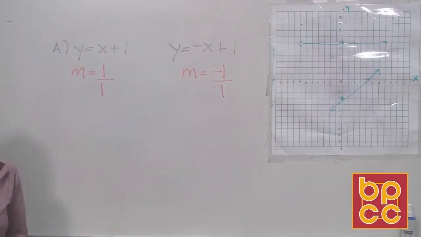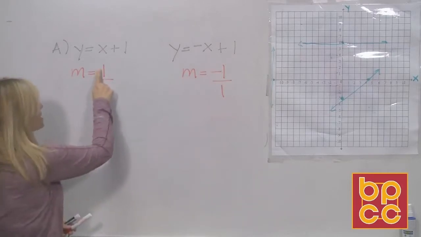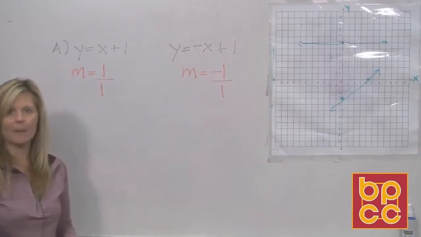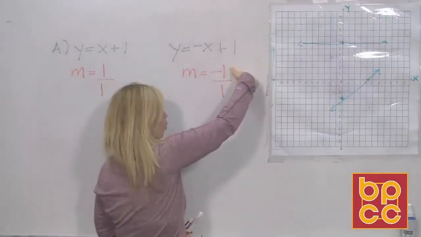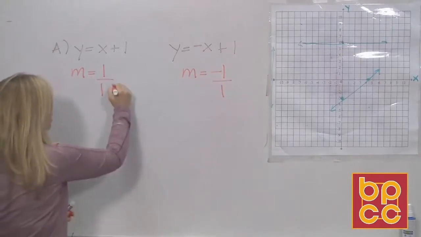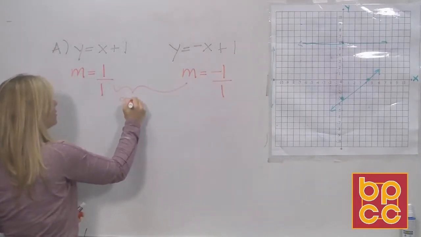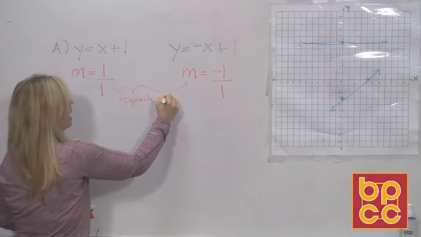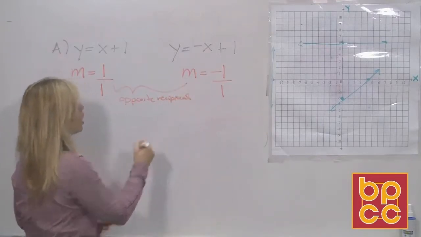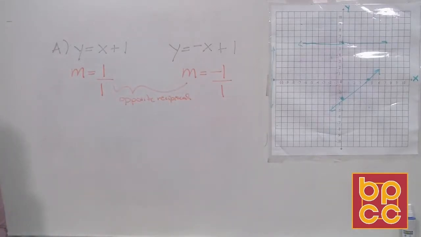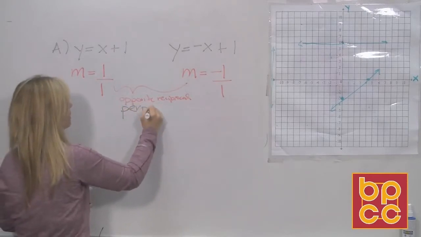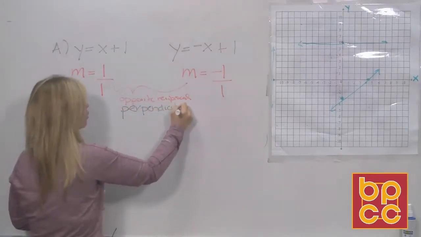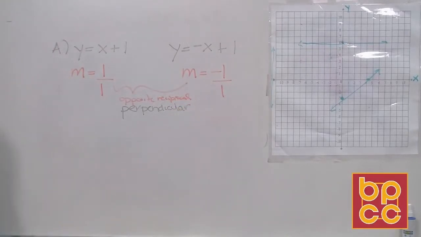So now look, are these the same number? No, they're not. Are they opposite reciprocals? This is positive, this is negative. That's an opposite. If we take 1/1 and flip it, we would get 1/1. These slopes are opposite reciprocals. And the rule is, if the slopes are opposite reciprocals, without drawing the picture, I know that if I draw these lines they would be perpendicular. They would crisscross at 90 degrees.